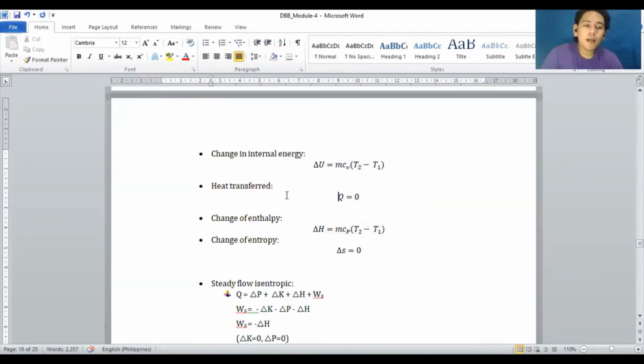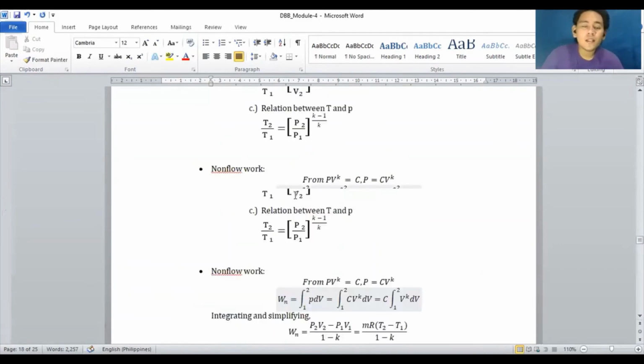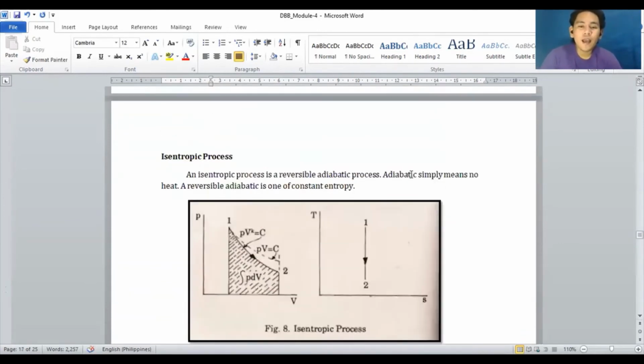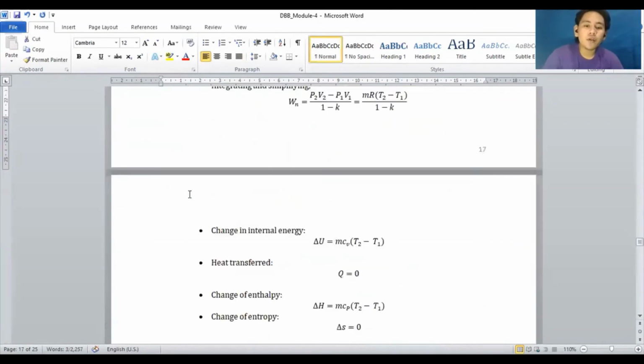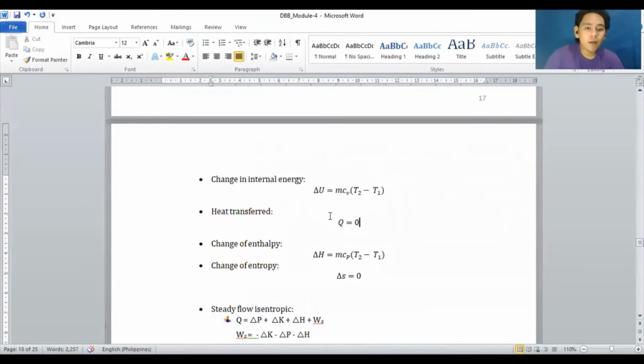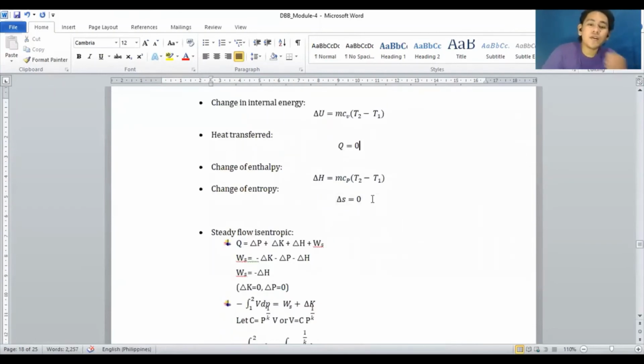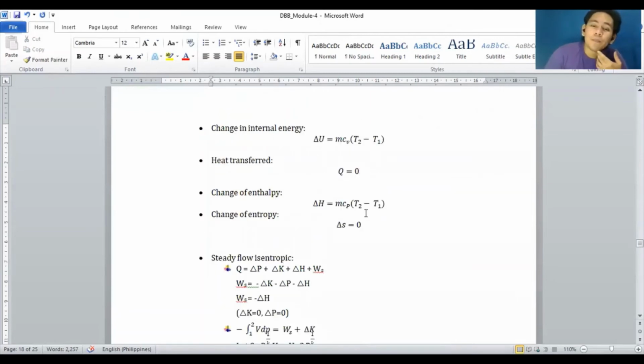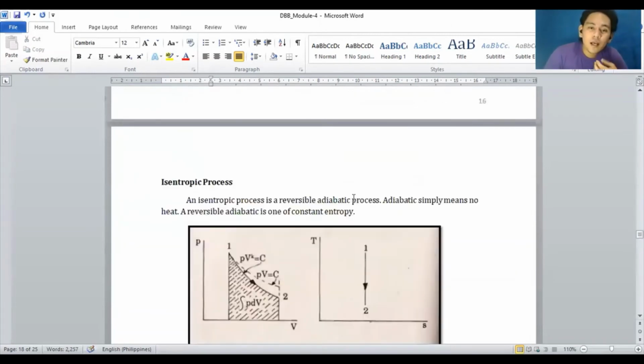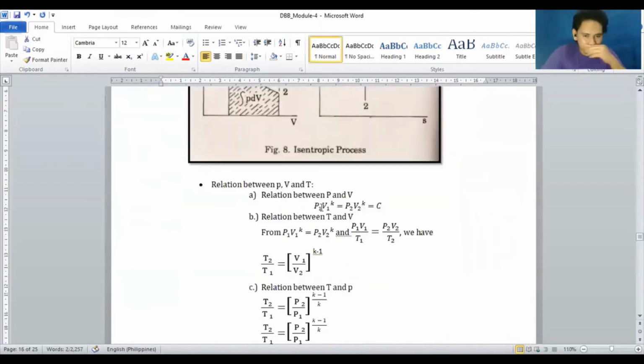Now, since, as you can see in the definition, adiabatic simply means no heat, your heat transferred is 0 in an isentropic process. Change of entropy is also 0 since isentropic means constant entropy.